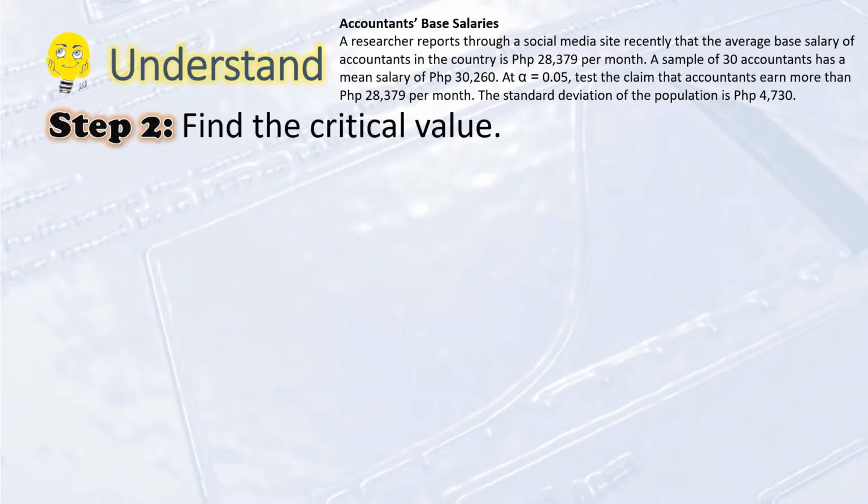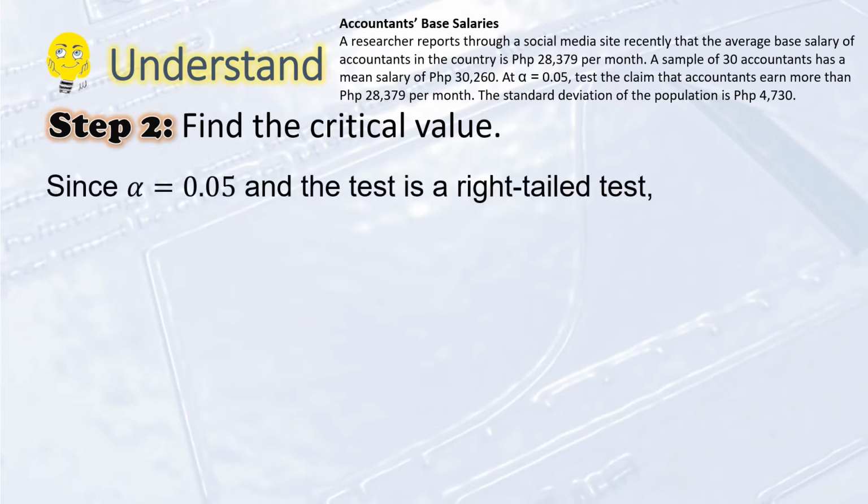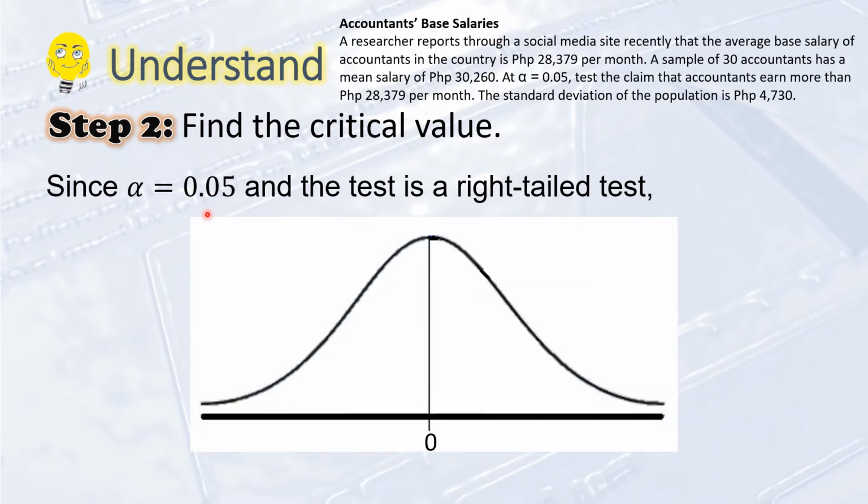For step 2, we find the critical value. Since alpha, or the significance level, is at 0.05, the test is a right-tailed test. Hence, in the normal curve, the z critical value is to the right of the mean. The area to the right of the z critical is our alpha, that is 0.05, and to the left, that will be 1 minus 0.05. So the area to the left of the z critical value is 0.9500.